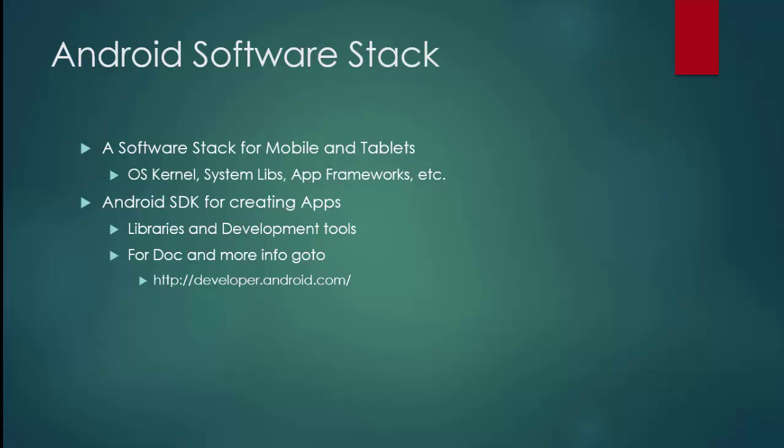So what does the Android SDK consist of? SDK is an abbreviation for Software Development Kit. The Android SDK consists of many Android libraries and some development tools. It contains an emulator for testing your Android app. It contains Android libraries, specific components of Android, etc.